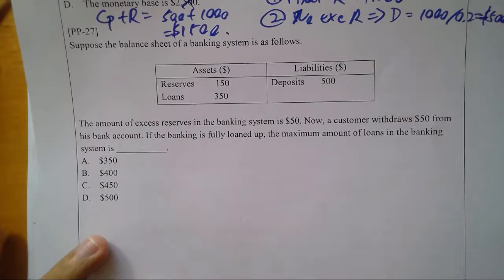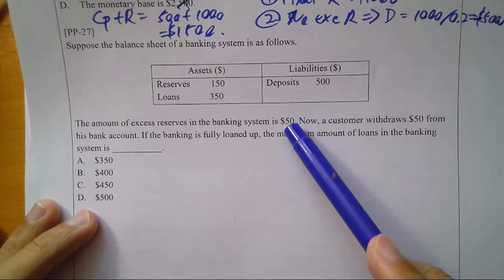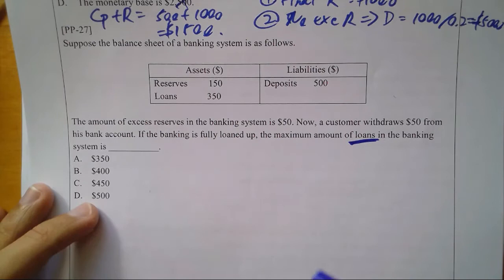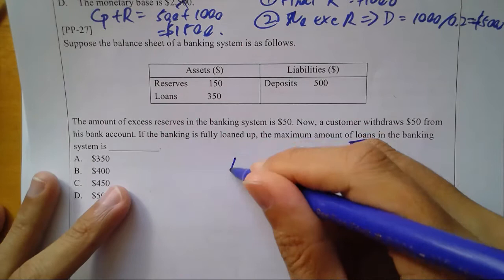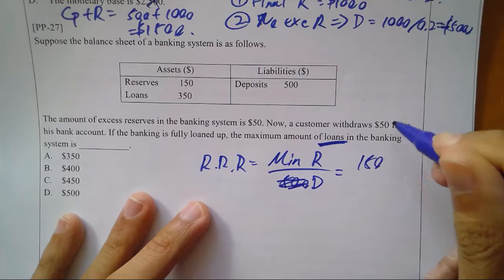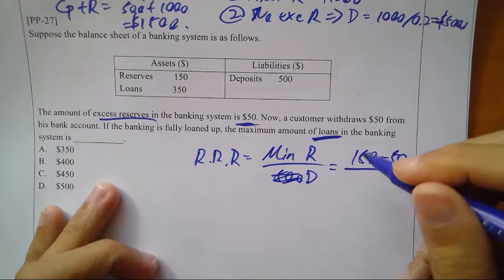Balance sheet, amount of excess reserve is 50. Okay, now if the bank is fully loaned up, we need to calculate the maximum amount of loans. 小心啲啊, loan, 行不行? Now, let's do it. Now, excess reserve, 50. So, let's figure out. Minimum reserve divided by deposit. Deposit, that would give us 150, excess reserve of 50. Therefore, minus 50, divided by 500. 0.2.